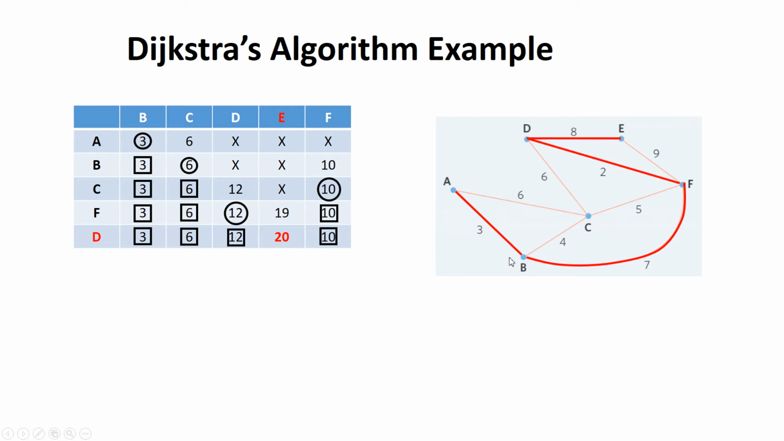A to B is 3. B to F is 7, that's 10, plus another 2 is 12. Or alternatively, A to C to D is 12, plus another 8 gives me 20. So we can get from A all the way around to E in 20.